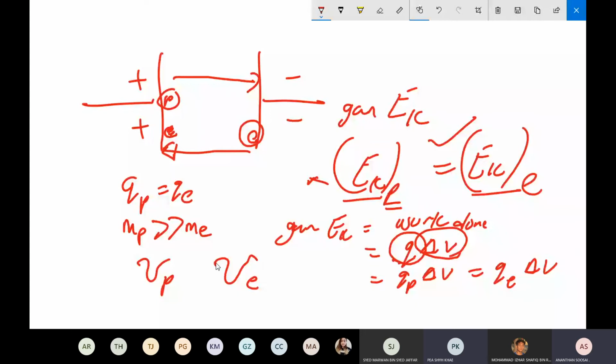Which is greater? Electron. The electron is going to be greater. Why? Smaller mass and higher velocity. Yeah, the main reason is smaller mass. Smaller mass leads to greater velocity.